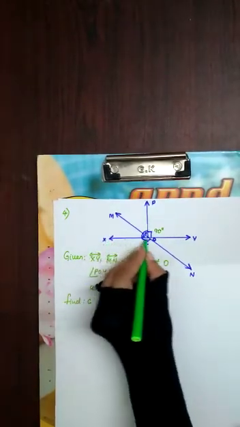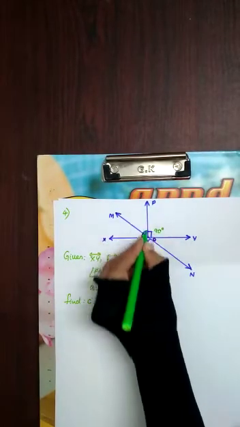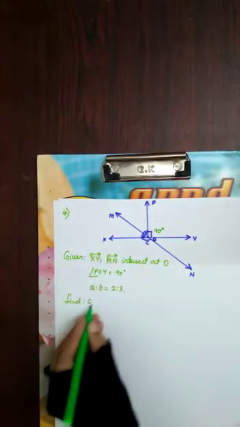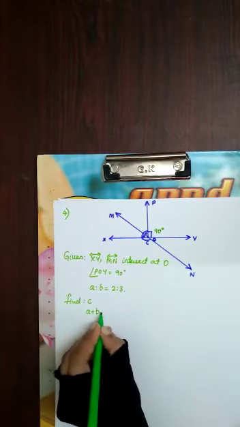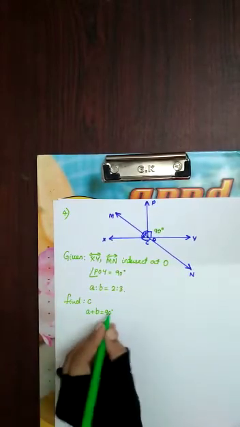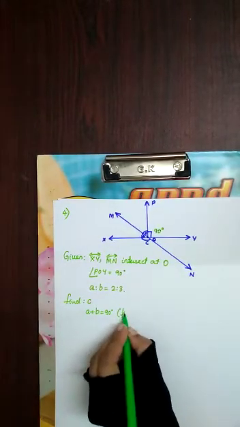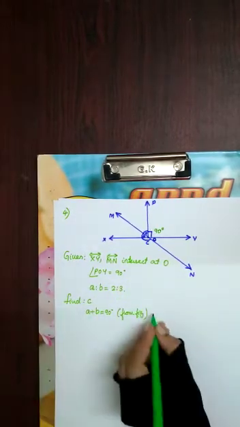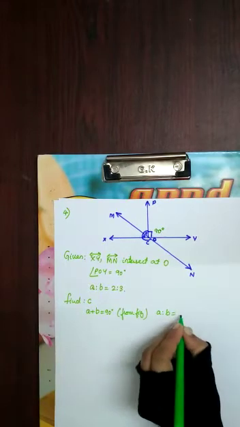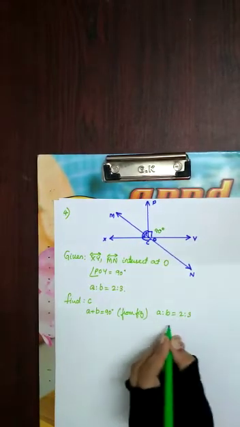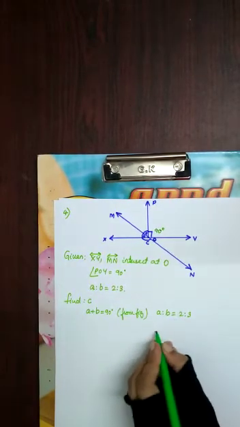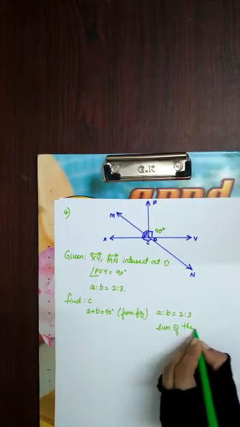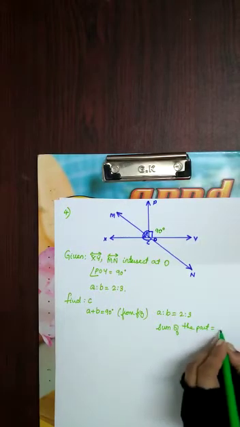See, children, XY is a straight line. Yes, if POY is 90 degrees, POX will also be 90 degrees. So can I say A plus B is equal to 90 degrees? Yes, A plus B is equal to 90 degrees and this we have found from the figure. They also gave us A is to B is equal to 2 is to 3. Whenever ratio is given, we have to find the sum of parts. Sum of the parts is equal to 5.